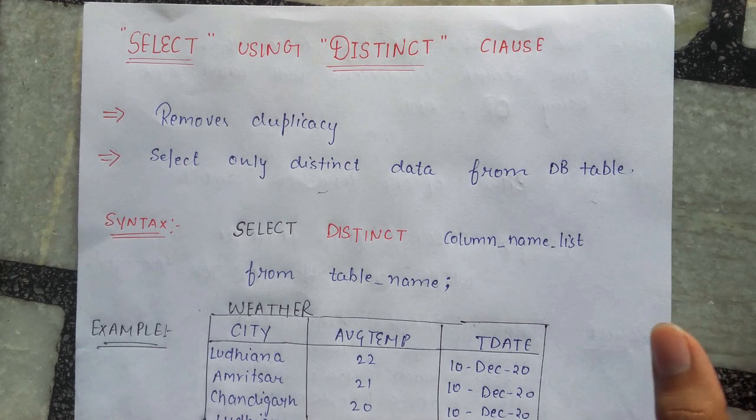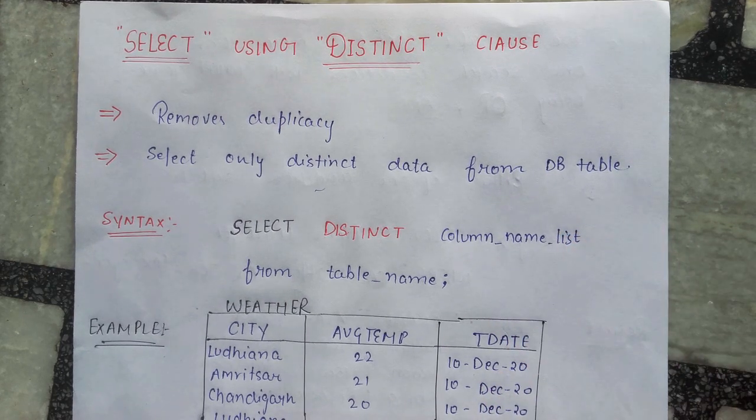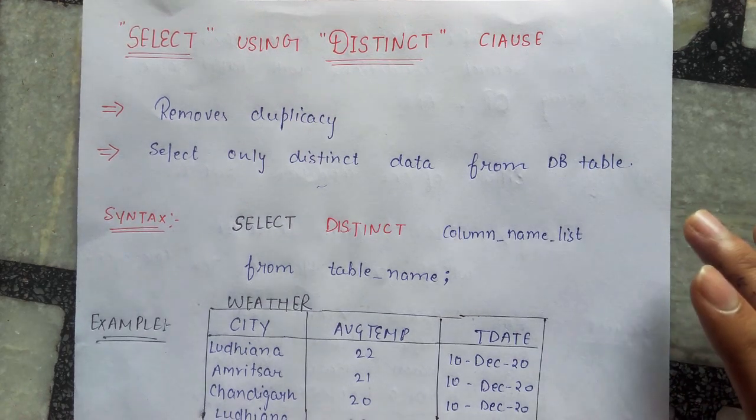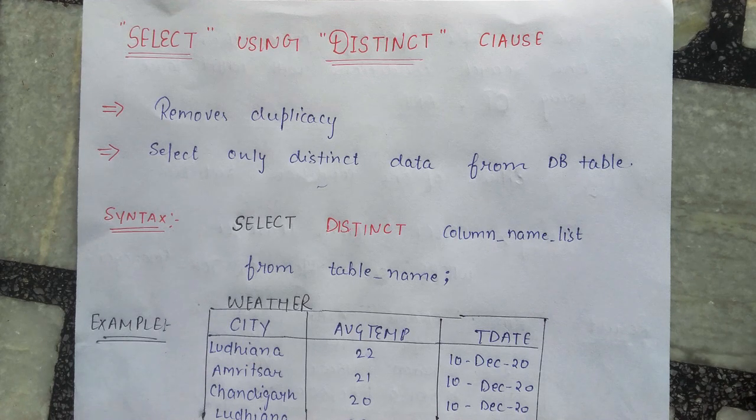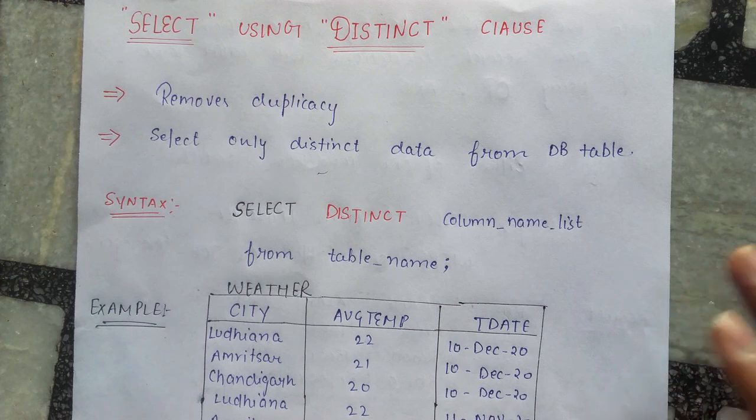As its name suggests, it is distinct, which means something different. If you use DISTINCT with SELECT, it will select only those values that are different and distinct, not duplicate values. If it gets a duplicate value, it will discard that value. So this is the use of the DISTINCT command. It usually removes duplicacy from the data.